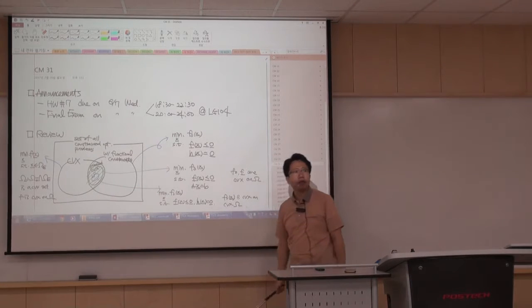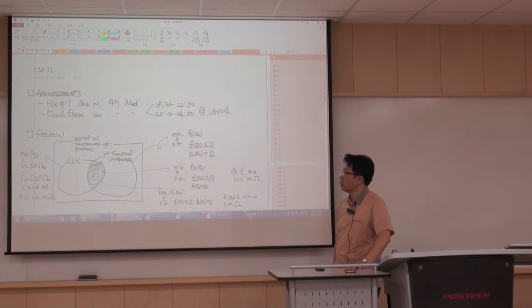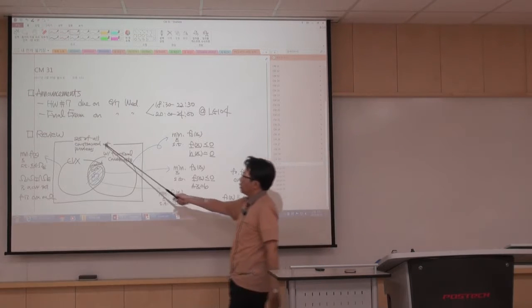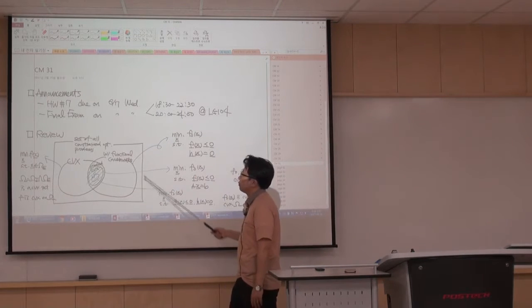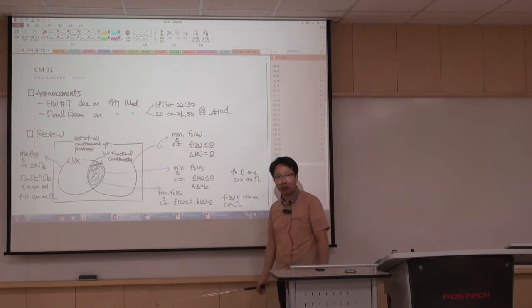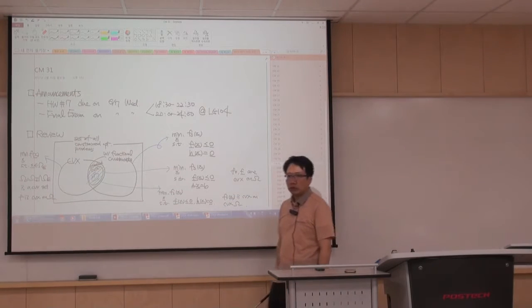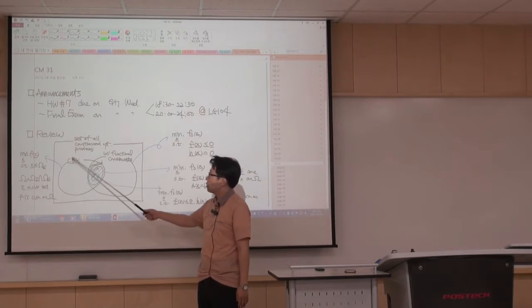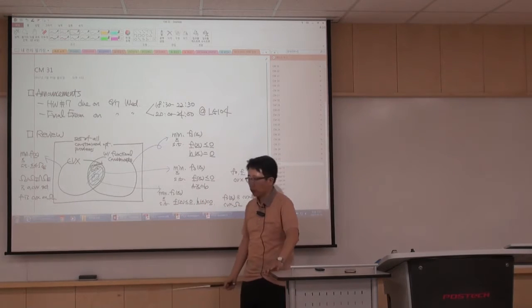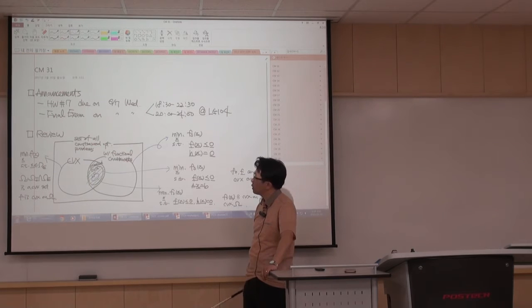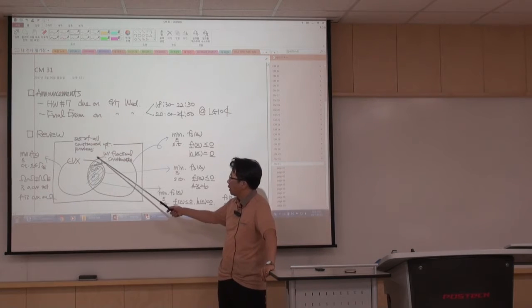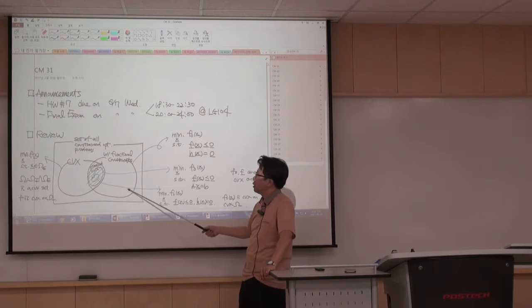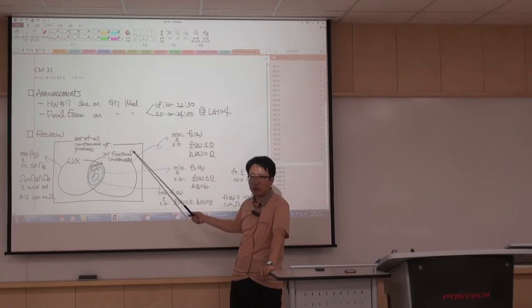Let me start with this Venn diagram, which is one of the most important Venn diagrams I have shown you in this course. This universal set is the set of all constrained optimization problems. And there are actually around five important subsets of this set. The first one is the constrained optimization problem with functional constraints.